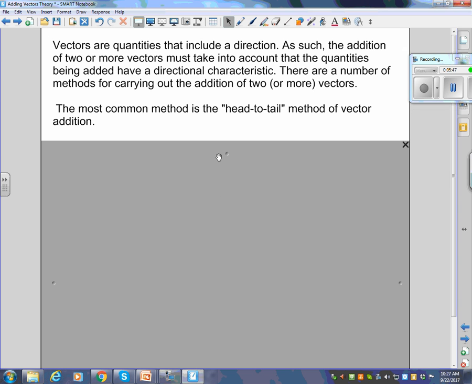The most common method is the head-to-tail method of vector addition. I tend to call it the tip-to-tail method. So the head of one vector, or the tip of one vector, to the tail of the next one, which is exactly what you did yesterday, and I didn't tell you how to do it. You just did it. You intuitively knew that if you're doing that treasure map, you're going to just keep the vectors going from where they are, right? Just like that. What you did is known as tip to tail. And oddly enough, once I tell you what the name of it is, then you start getting confused for some reason. I don't know why.